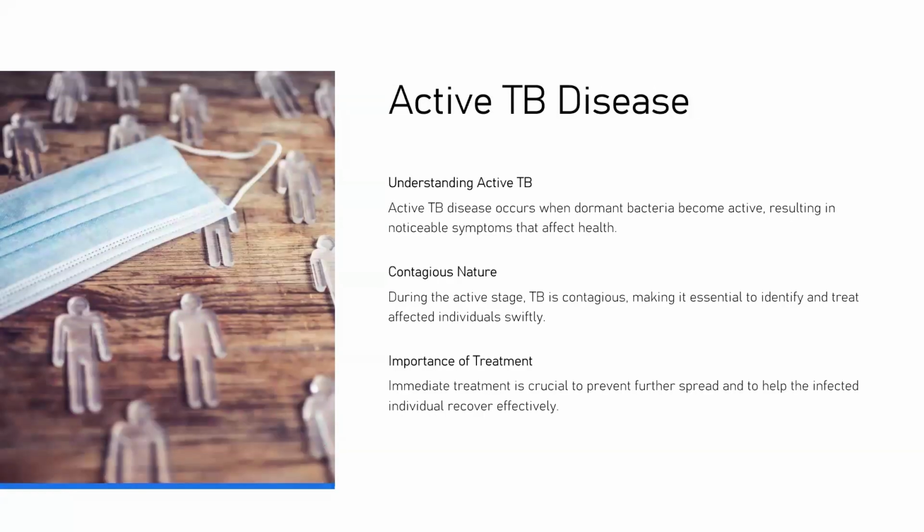And from latent to active. Active TB occurs when dormant bacteria become active, resulting in noticeable symptoms that affect health. During the active stage, TB is contagious, making it essential to identify and treat affected individuals swiftly. Immediate treatment is crucial to prevent further spread and to help the infected individual recover effectively.